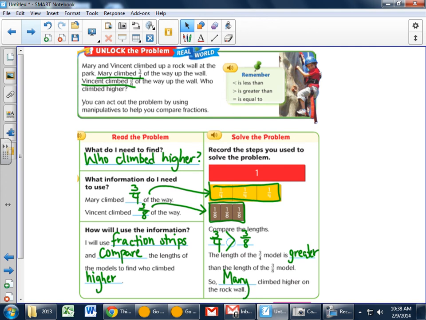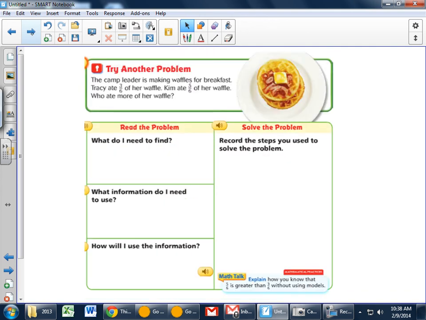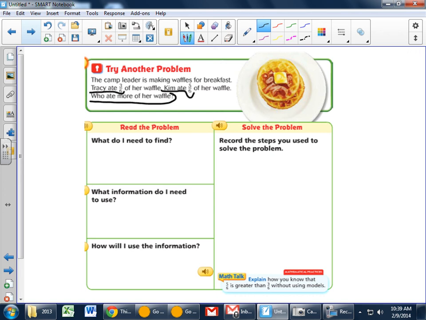Let's go ahead and turn to page 352. And another food problem to make you hungry. The camp leader is making waffles for breakfast. Tracy ate 3/6 of her waffle. Kim ate 5/6 of her waffle. Who ate more waffle? So what I need to find is who ate more. I love these little diagrams that they give you because it really helps you break those apart.